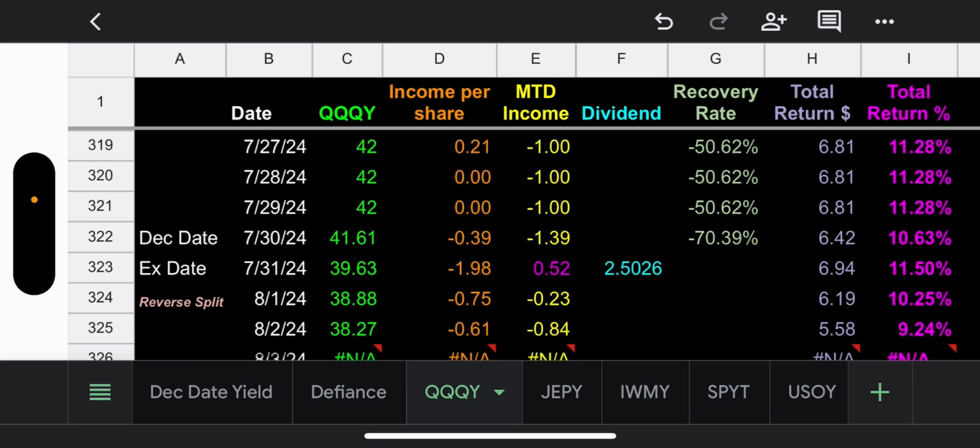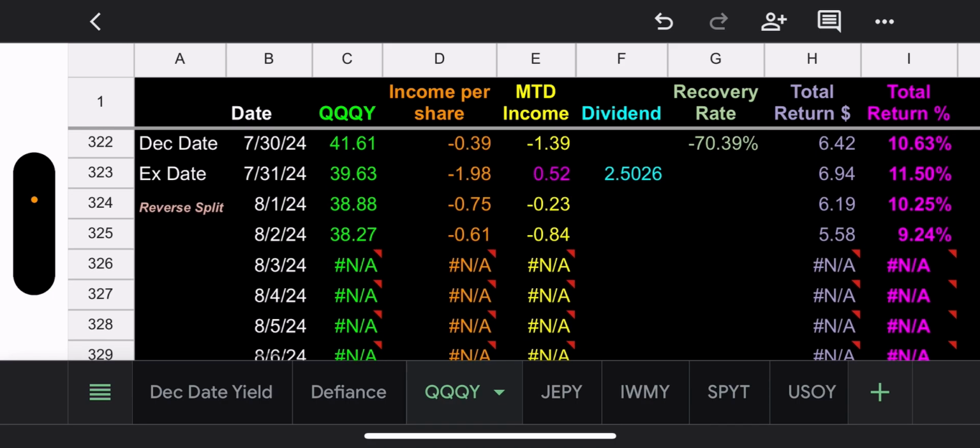So needless to say, QQQY produced a negative income. It went down $1.39 for the month of July. So, yeah, not great. And then they paid $2.50. But it started good. On X date, they made 52 cents, which goes into the current month. But then the next 2 days, August 1st, August 2nd, they lost 75 cents and then 61 cents in one day. So their month-to-date income right now is negative 84 cents.